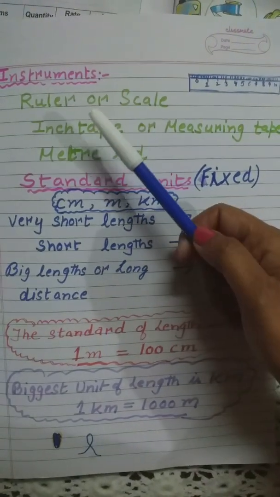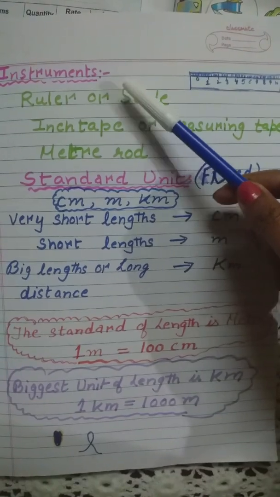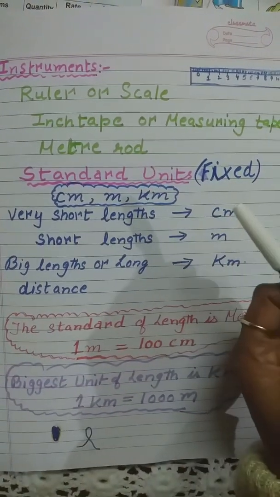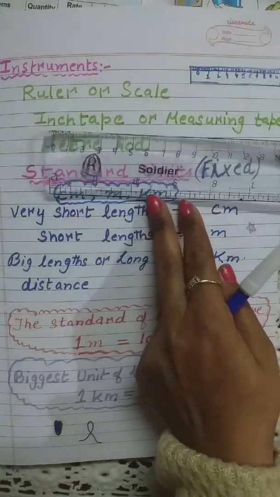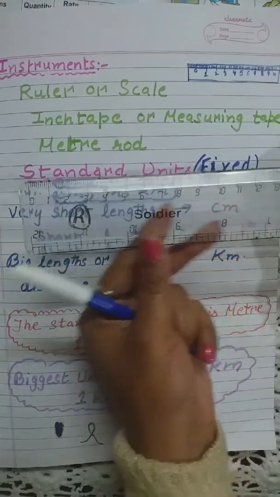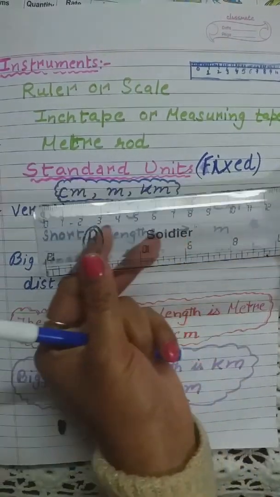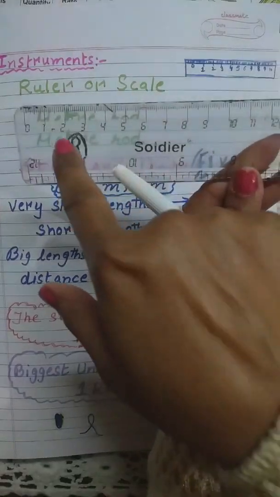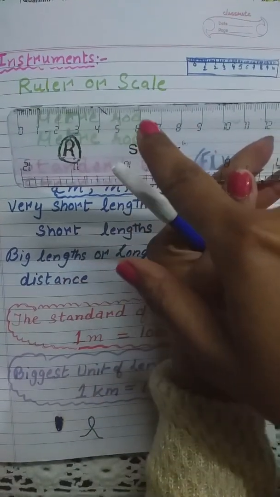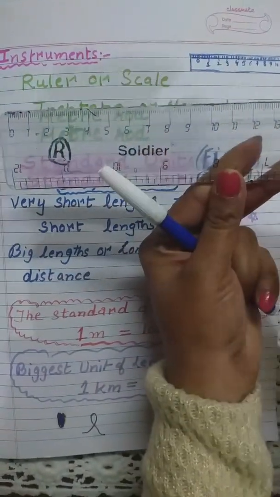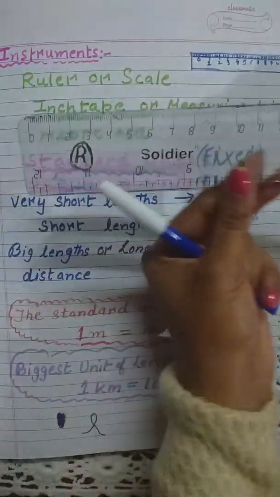So first we will learn about the instrument we use to measure the length of objects. We use a ruler or a scale. We call it a scale. All of you have seen a scale in your geometry box. So here is the scale and there are small markings on it. So these all are representing the length. Okay, so this is your scale.